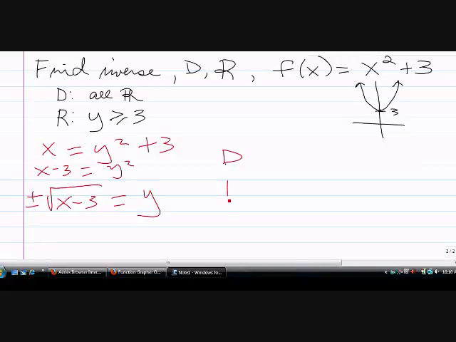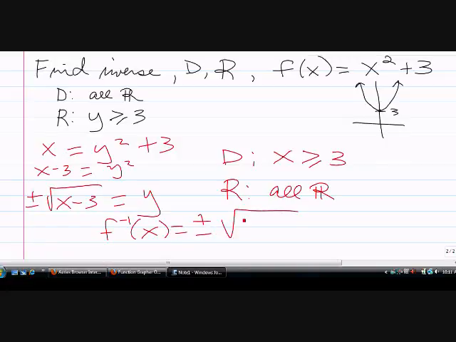My domain and my range. Well, my domain for the original function was all real numbers, so that becomes my range. And for my original function, the range was y is greater than or equal to 3, so for my inverse, that becomes my domain of x greater than or equal to 3. Not a function. My inverse is two functions, plus and minus square root of x minus 3.